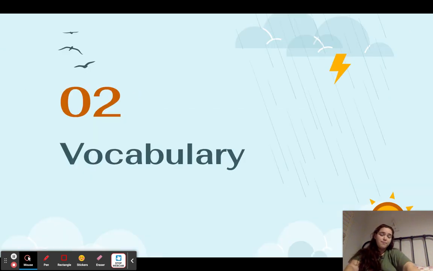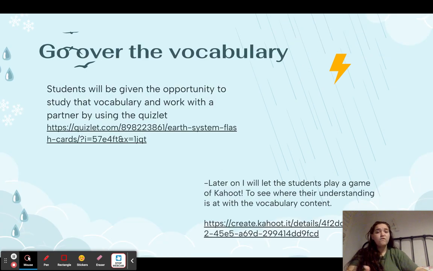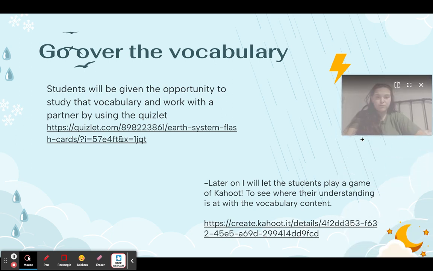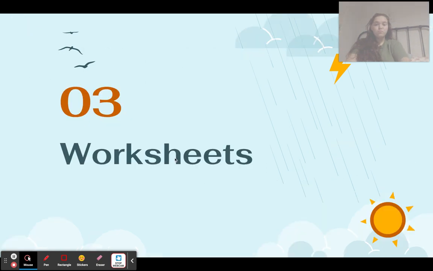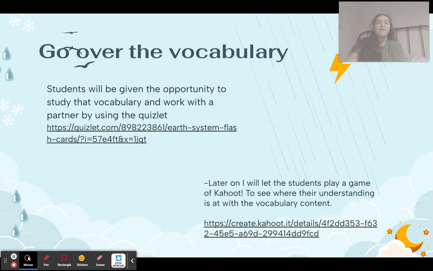Number two, vocab. I would then go over the vocabulary. I would demonstrate and show them what the vocabulary is going to be. I would give them the Quizlet. By doing this, you're giving them an opportunity to open up their eyes and expand, and also to study and work on it with a partner.